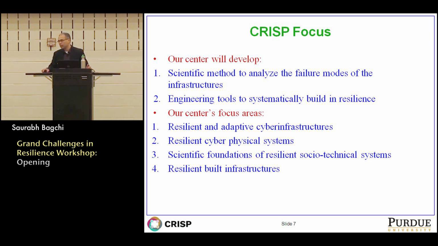And infrastructures is a very loaded term. It can mean many, many different things. And for our purposes, we are defining this as cyber infrastructure, cyber physical infrastructure, and socio-technical infrastructure. And along with the scientific methods, the goal is also to create certain engineering tools to systematically build in resilience in these various infrastructures. And I already mentioned what are the focus areas that we have for our center, which match well with the themes that we have here at the workshop.